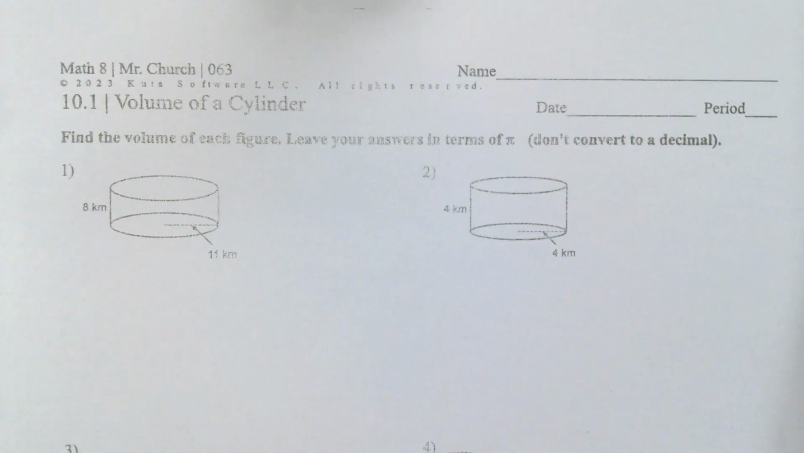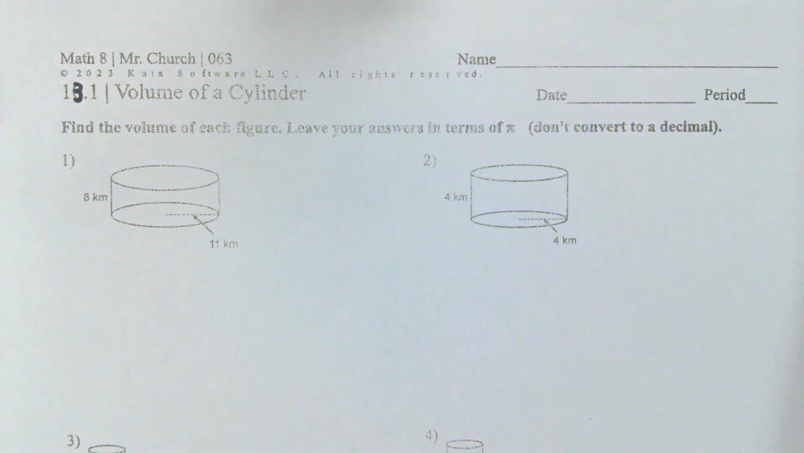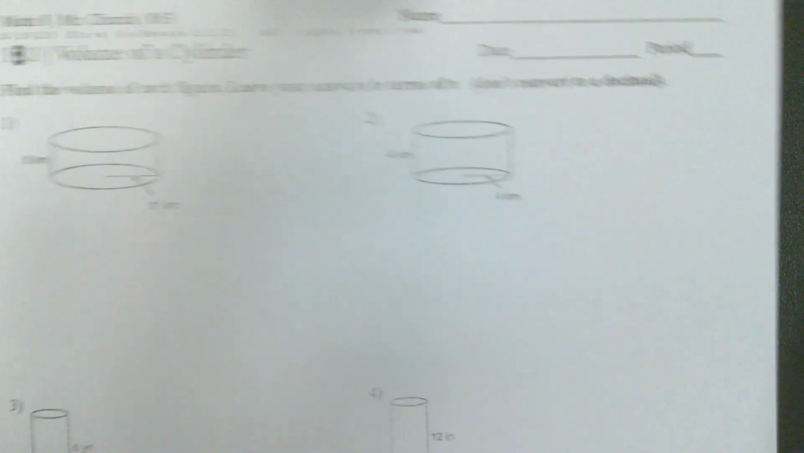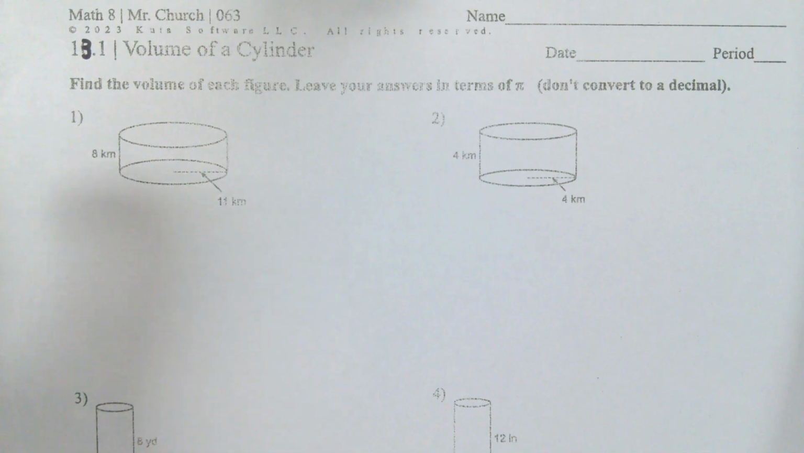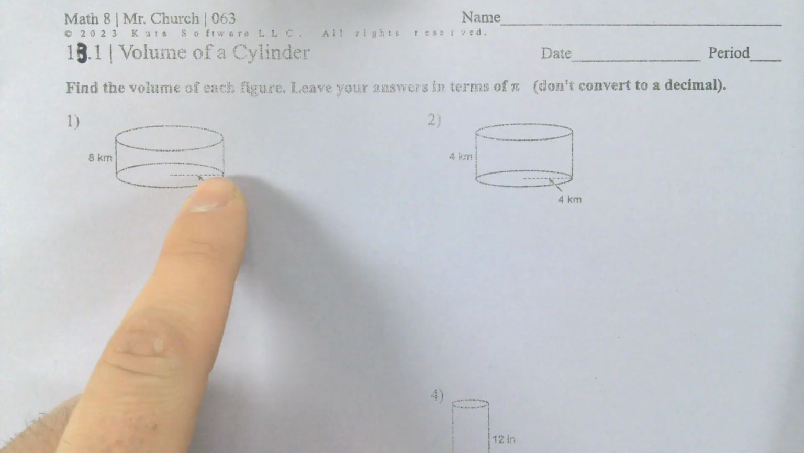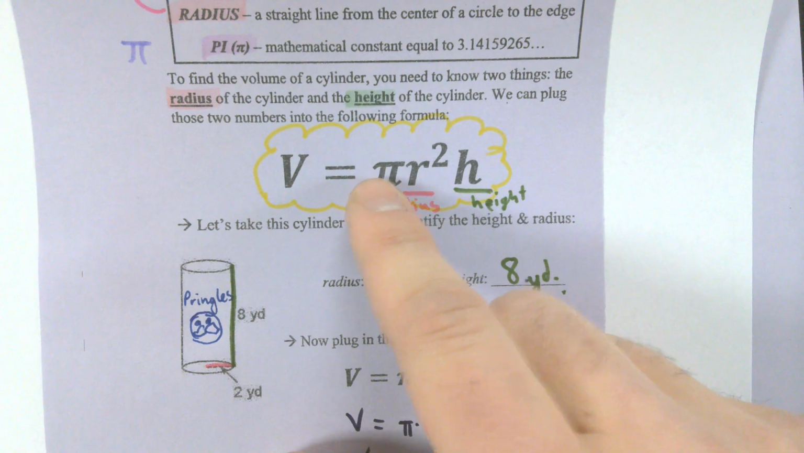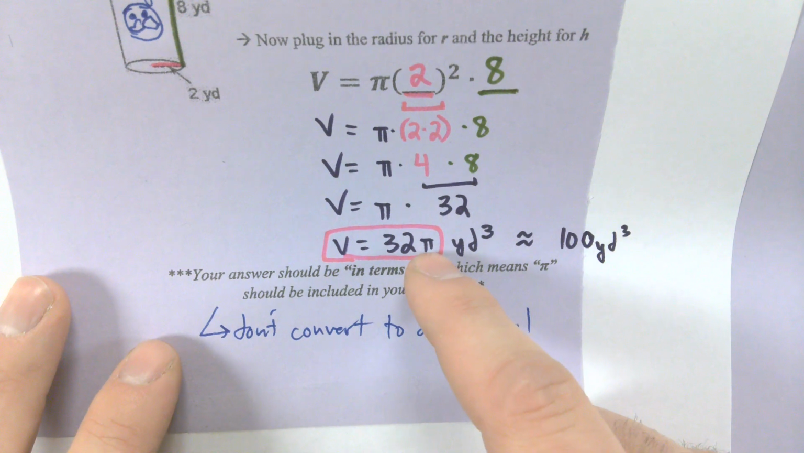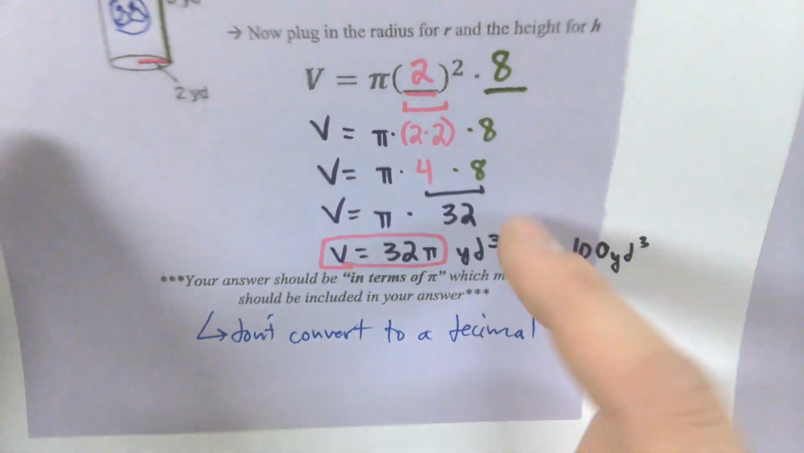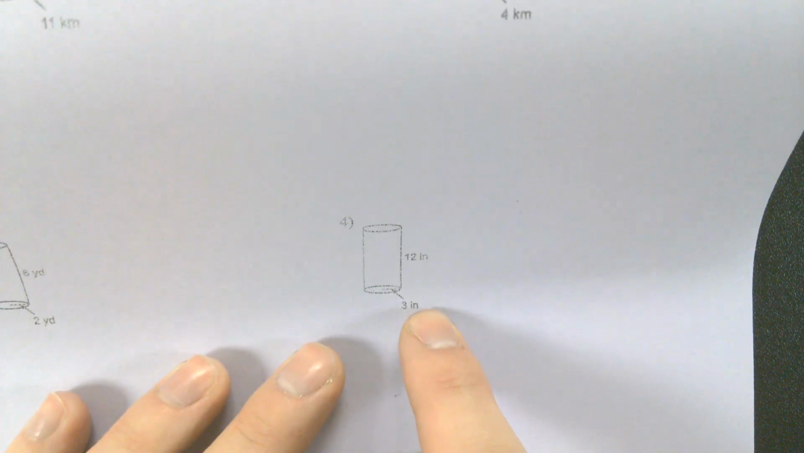So here's worksheet 63. Oh, I just realized I messed up. That's not supposed to be 10.1. That's supposed to be 13.1. Either way. Hold on, guys. In each of these cylinders, you're going to be given a very clear radius and a very clear height. All you have to do is plug in R and H into this formula and solve. Every single one of your answers should have the letter pi in it and yards cubed. Or not necessarily yards, but whatever the units are. Kilometers cubed. Inches cubed. Like that.